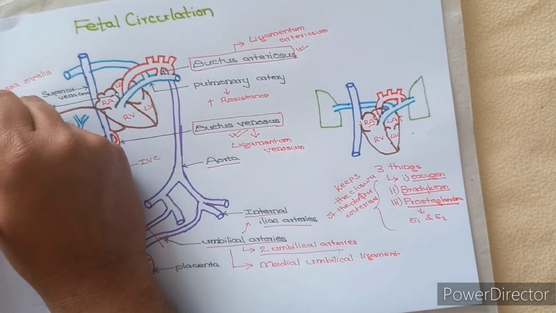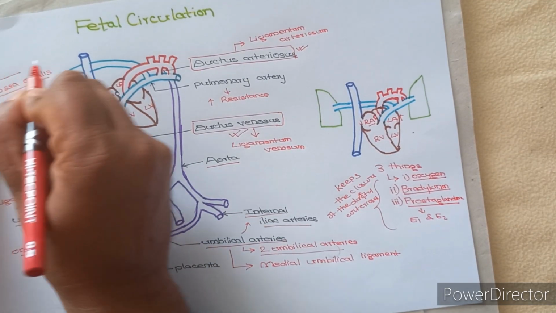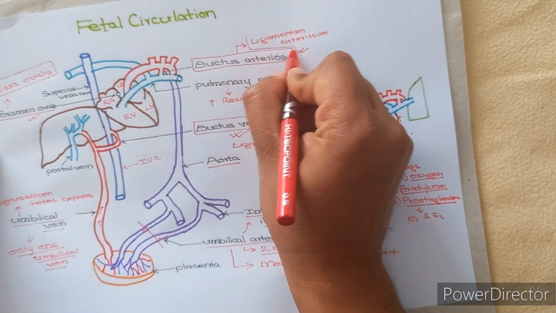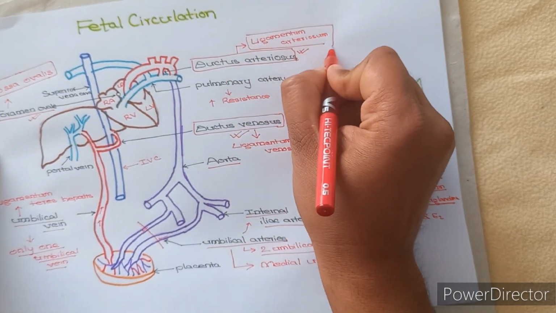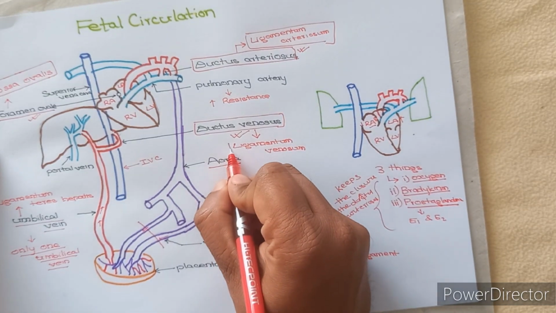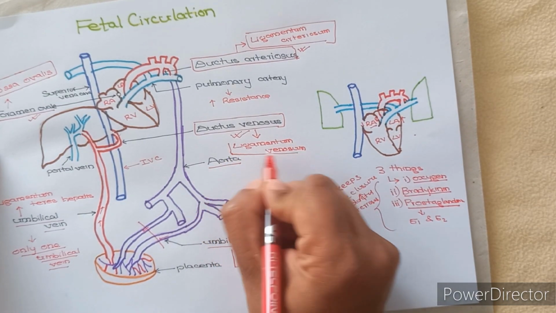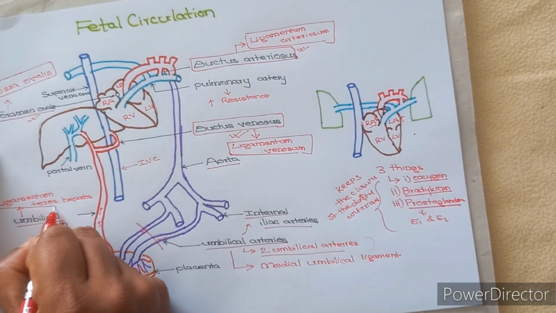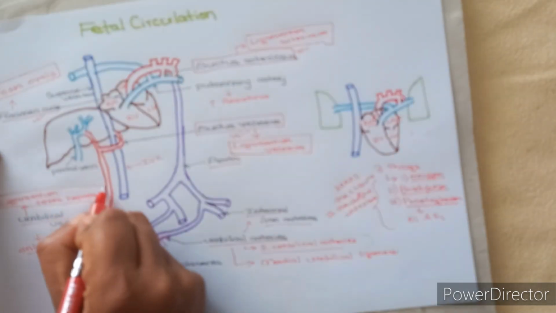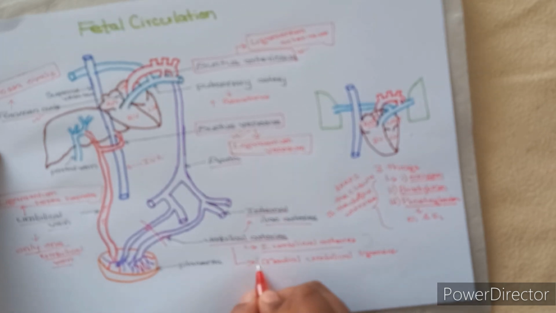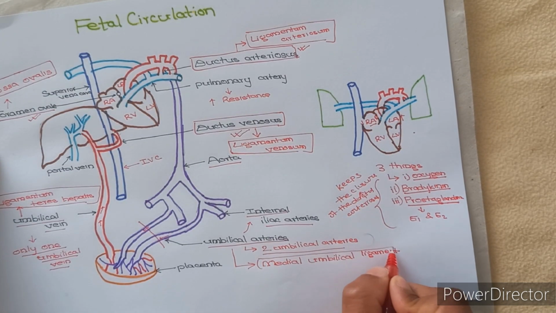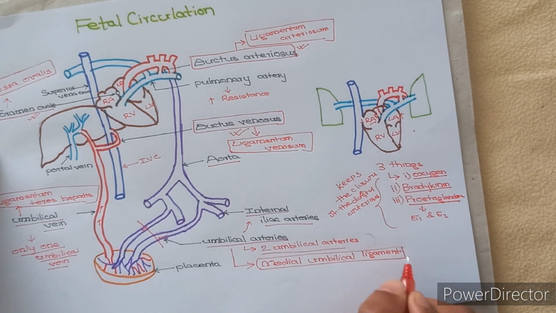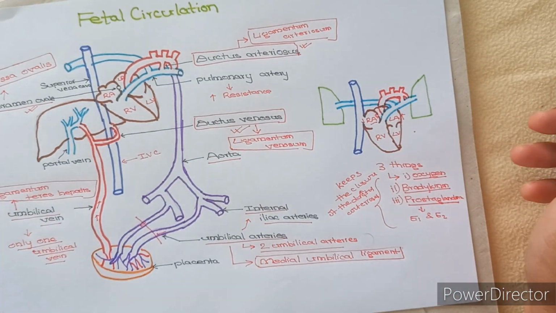This postnatal derivative should be kept in mind. The postnatal derivative of foramen ovale is fossa ovalis. Ductus arteriosus will change into the ligamentum arteriosum. Similarly, ductus venosus is changed into the ligamentum venosum. Umbilical vein is changed into the ligamentum teres hepatis, and the umbilical arteries are changed into the medial umbilical ligament. This is about the fetal circulation.